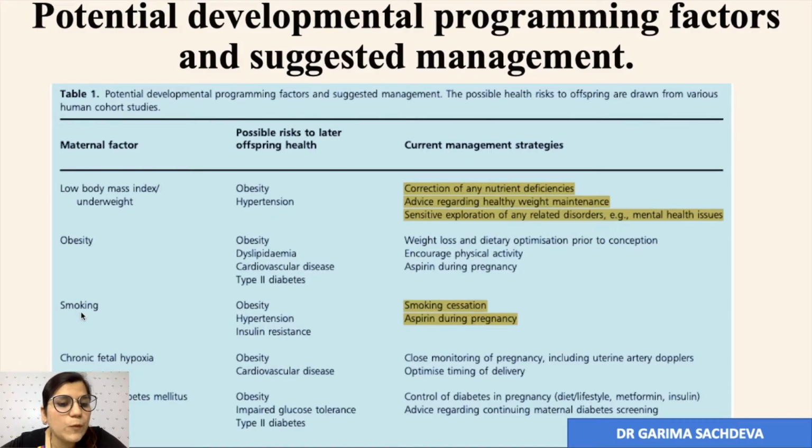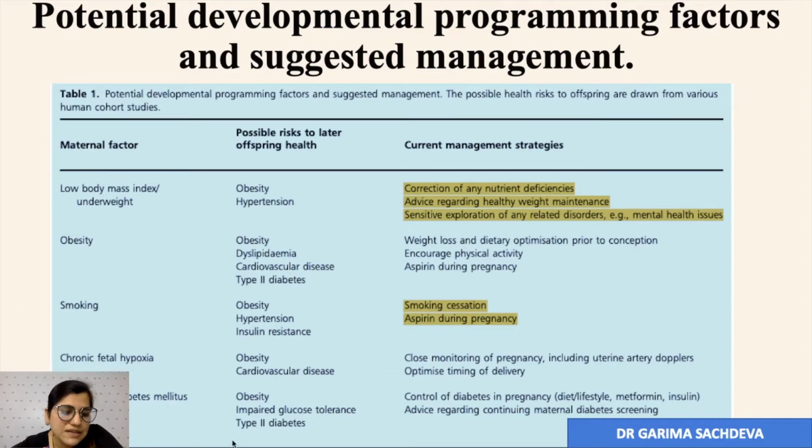Then maternal smoking also results in future obesity, hypertension, and insulin resistance in the baby. You ask them to stop smoking, and you can add aspirin during pregnancy. If there is chronic fetal hypoxia, it results in obesity and cardiovascular disease in the baby. So, how do you manage it? By close monitoring of the pregnancy, including uterine artery Doppler, and optimizing the timing of the delivery.